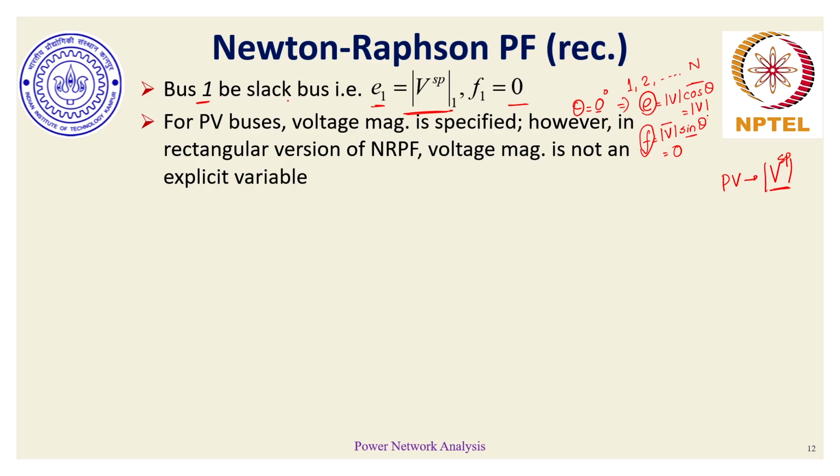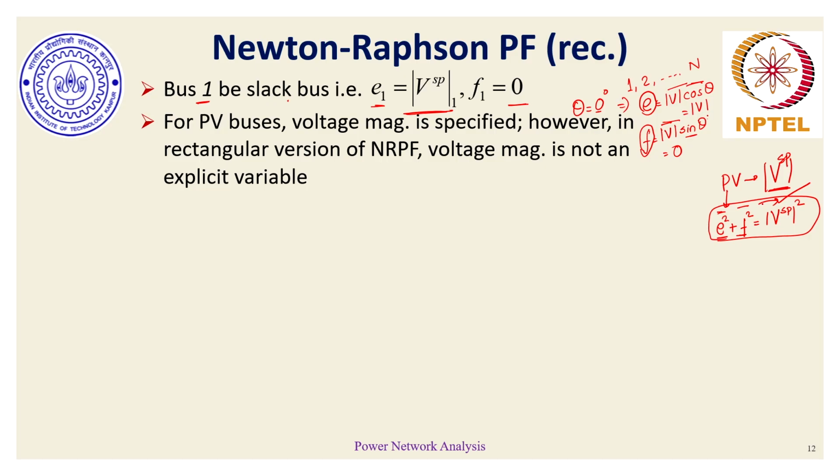And remember, when voltage magnitude is specified, it implicitly means that for every PV bus, the sum of squares of the real and imaginary components will be equal to the voltage magnitude squared. Why? Because E is V cos theta, F is V sin theta. So if we square them and add them, cos square theta plus sin square theta is equal to 1. So we have this unique equation. Essentially, for every such PV bus, if it remains a PV bus, this specified value is fixed, and E's and F's should together ensure that their square sum is equal to mod of V square.